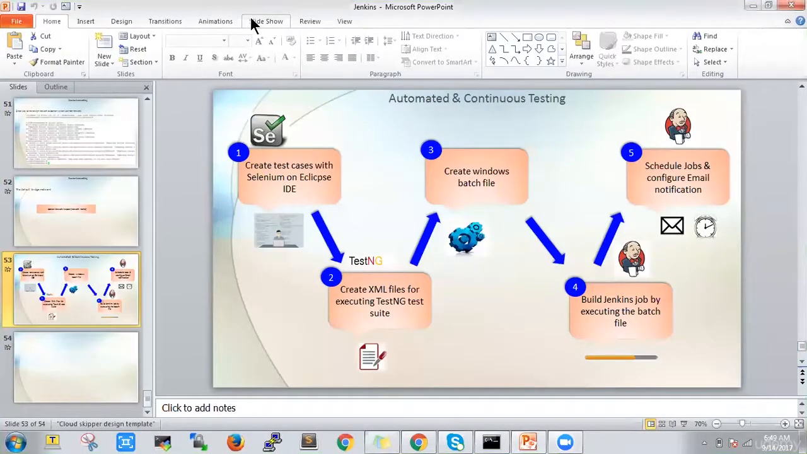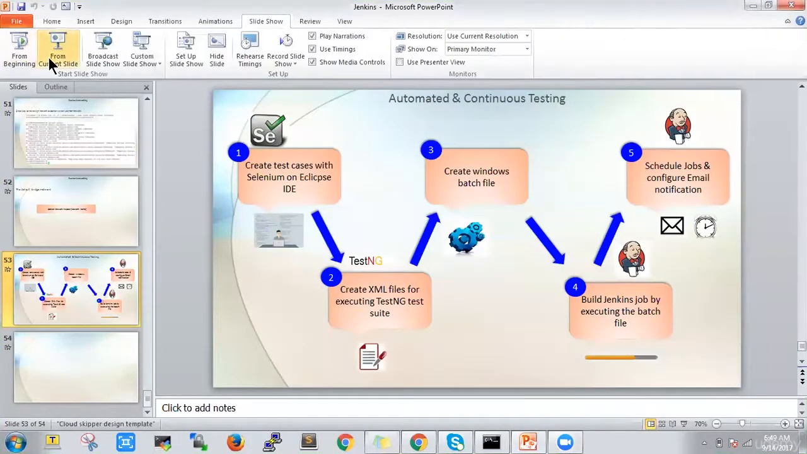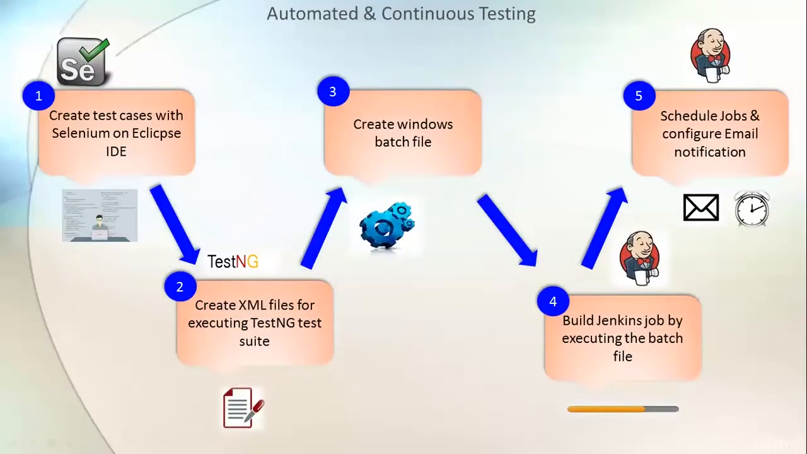Hello everyone. In the last video we saw how to install Jenkins on a Windows system. So this part of the installation is over. Why are we doing this? We are going to do automated and continuous testing by using these tools. So today we are going to see how to install Eclipse IDE on Windows systems.